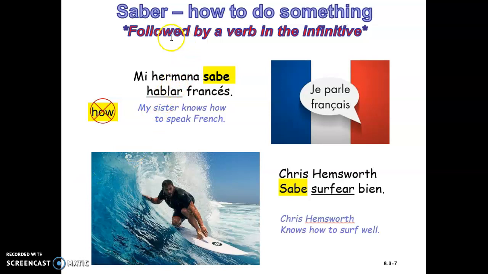When I say it's followed by an infinitive, I'm explaining that I know how to do something. For example, mi hermana sabe hablar francés. We translate that, my sister knows how to speak French. But in Spanish, you don't use the how. You would not say, mi hermana sabe cómo hablar francés. You don't need it. Mi hermana sabe hablar francés. Chris Hemsworth sabe surfear bien. I didn't know that about him, but clearly he knows how to surf well.